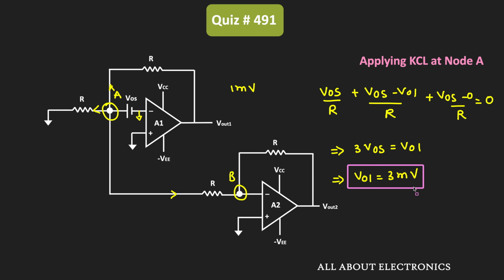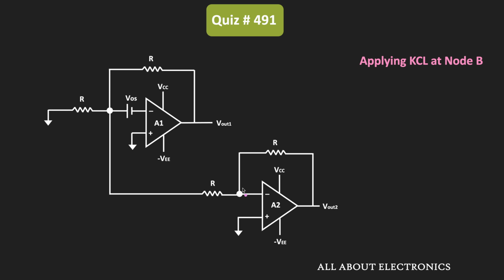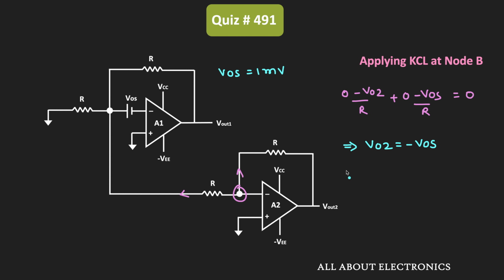So similarly, by applying the KCL at this node B, let us find the output voltage Vo2. Applying the KCL at this node B, we can write (0 minus Vo2) divided by R, that is this current, plus (0 minus VOS) divided by R, that is this current, should be equal to 0. So from this we can say that Vo2 is equal to minus VOS. And we know that this VOS is equal to 1 millivolt. So from this we can say that this output voltage Vo2 is equal to minus 1 millivolt. So in this way, we also got this output voltage Vo2.